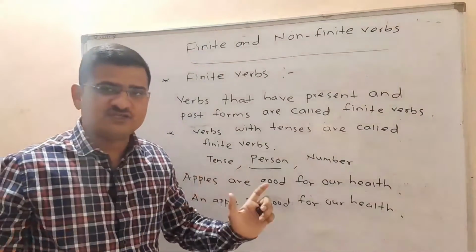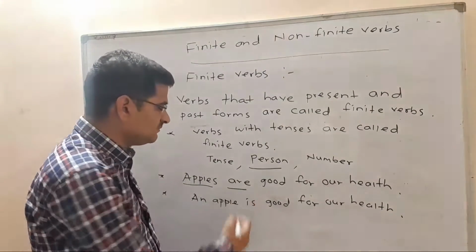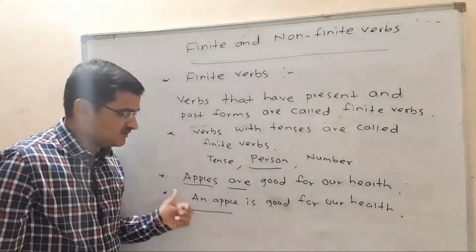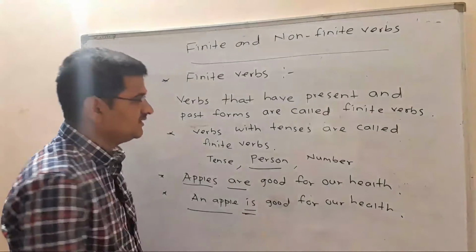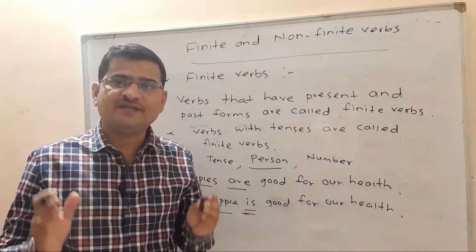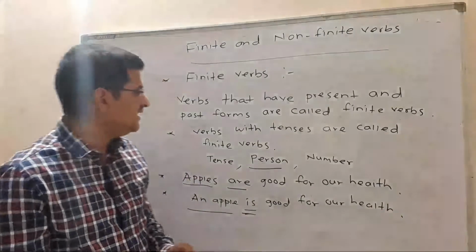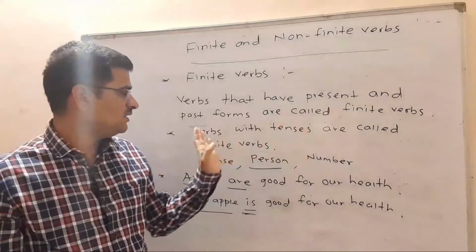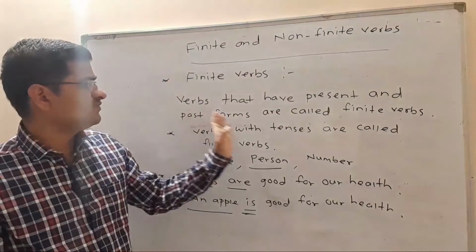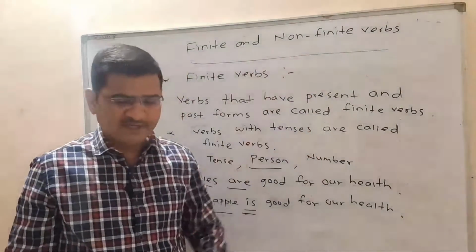finite verbs change. So here see, apples is a plural subject. That's why we have used a plural verb here, are. In the second sentence, an apple is a singular subject. That's why we have used a singular verb is here. So finite verbs are affected by tense, person and number. And we can say verbs with tenses are called finite verbs. Again we can say verbs that have present and past forms are called finite verbs. Now let us move towards non-finite verbs.